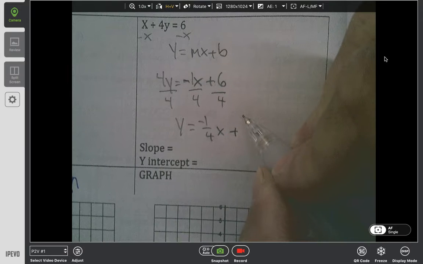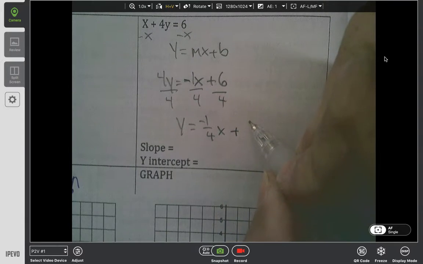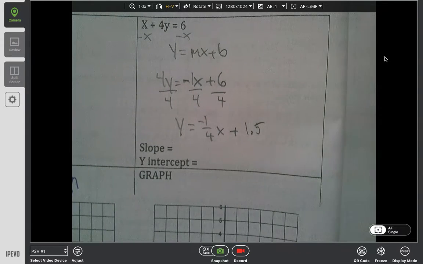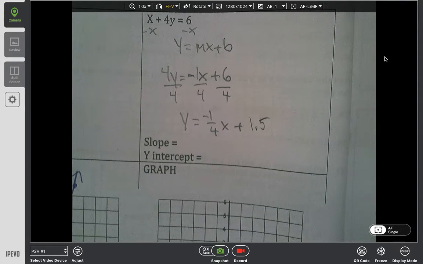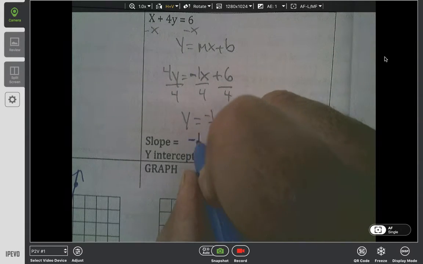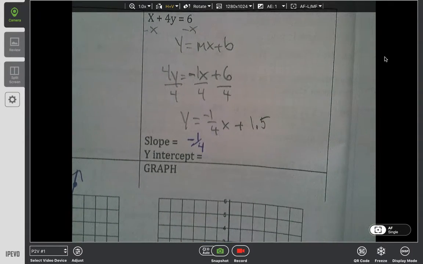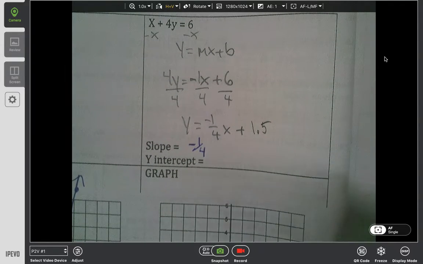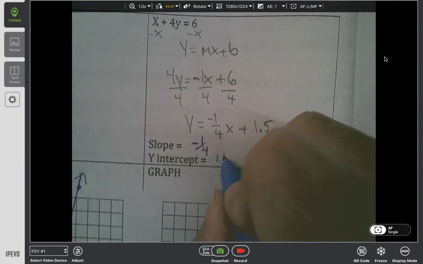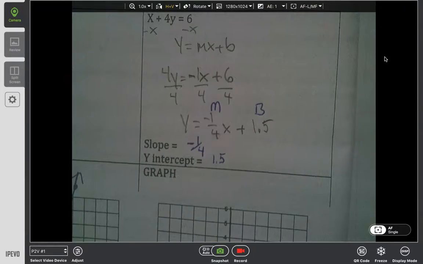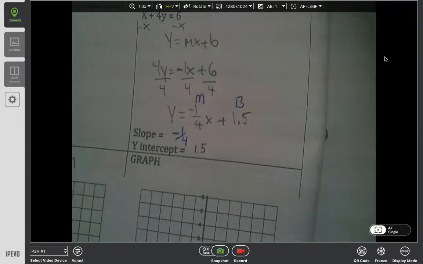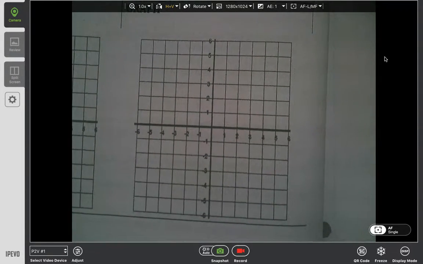This is going to get a little ugly here. So that would be 3/2 or 1.5. All right, so now let's identify the slope and the y-intercept. Someone raise your hand and tell me what's the slope. Negative 1/4. And how about the y-intercept? That would be 1.5. And this is your m, and this is your b. All right, so we're going to graph it. A little bit different here, but we can do it.